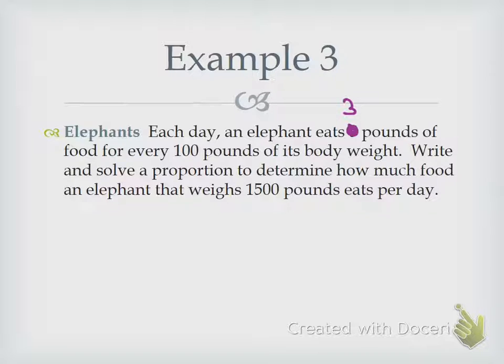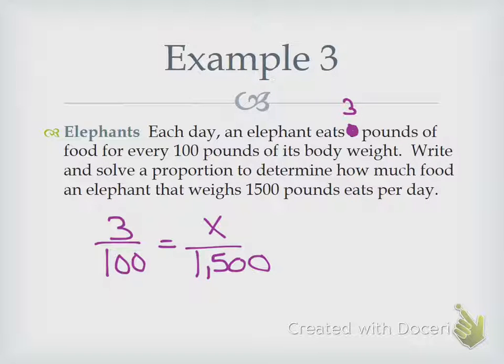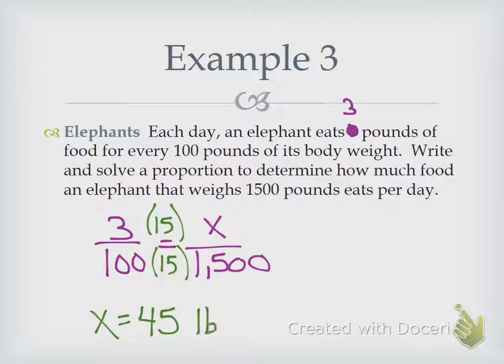How did you set it up, Samantha? 3 over 100 equals x over 1,500. Again, because in my numerators, I compared food and food, and in the denominators I compared weight and weight. Okay, so now which method did you use? Equivalent ratios? Probably. What was my missing link? 15. Did you do algebra? Multiply both sides by 1,500? That sounds like a little more work. What is 3 times 15? 45. X equals 45 pounds of food.